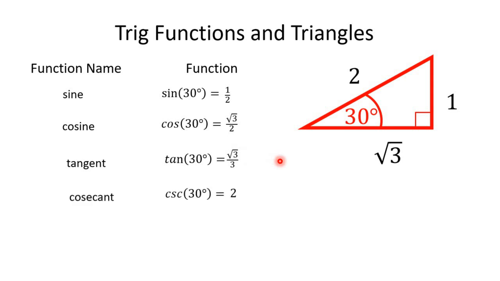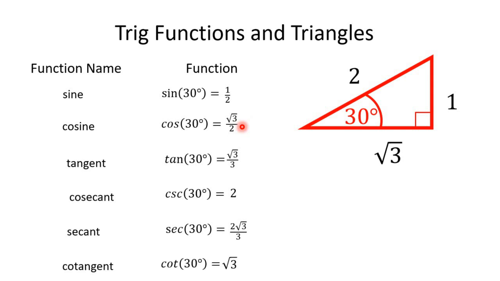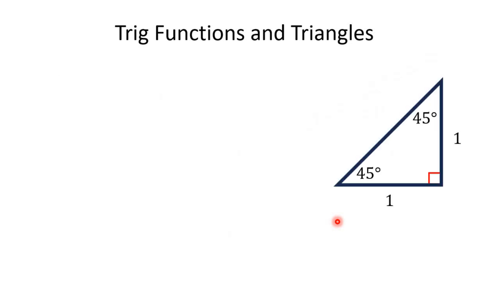Then we have the cosecant, which is the hypotenuse over the opposite, the reciprocal of the sine. The secant, which is the hypotenuse over the adjacent, the reciprocal of the cosine. And the cotangent, which is the adjacent over the opposite, which is the reciprocal of the tangent. And there are the 6 trig functions for a 30-degree angle. One last specific triangle to look at here, and that one is the 45-45-90 triangle.